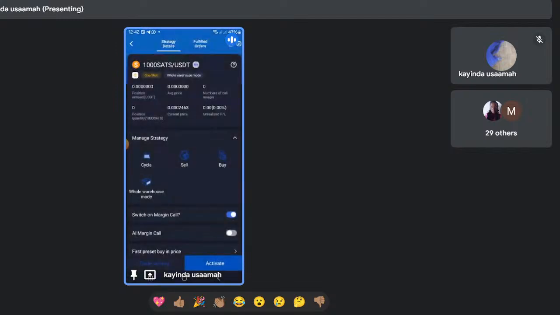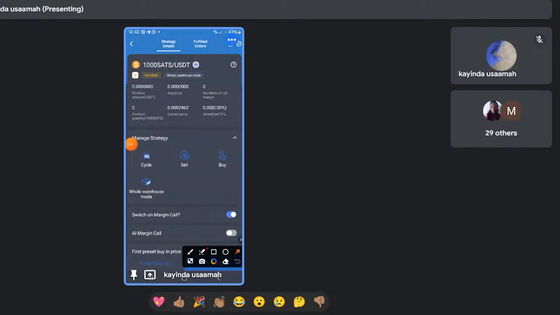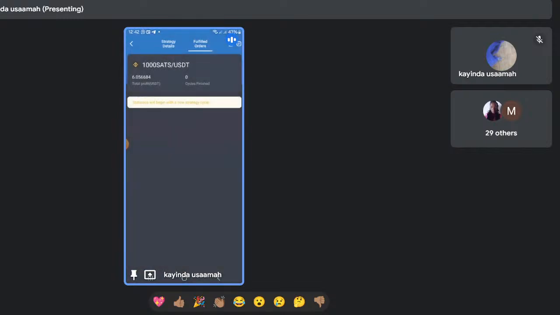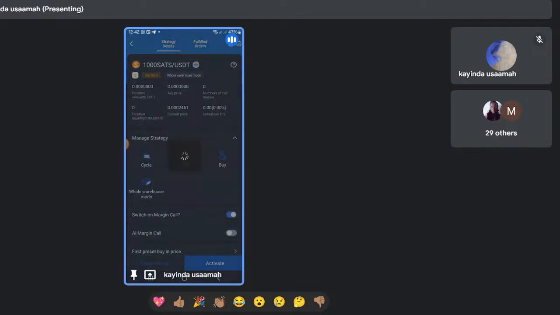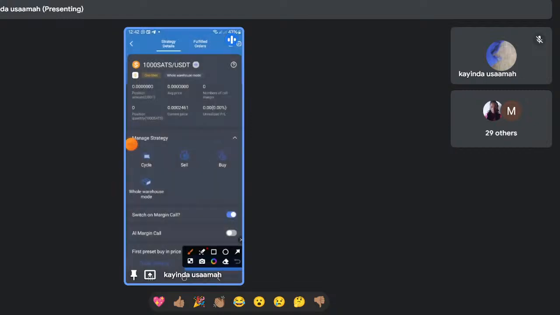So let's go. Now let's look at these icons. What do they mean? Let's start from here up. We have what we call strategy details. These are the strategy details as you're seeing them. Then we have fulfilled orders. Fulfilled orders, when you tap it, Roku is going to show you the orders it has made in this token, the coin, and even different cycles. You get the point? Then here again in the corner, we have these two icons. This one and this one.